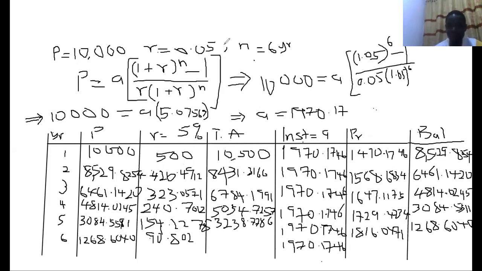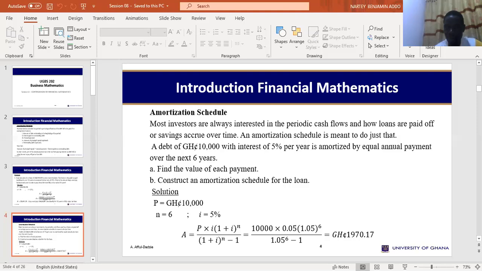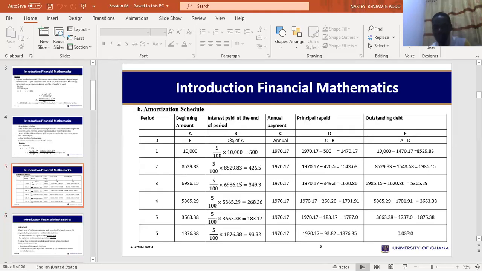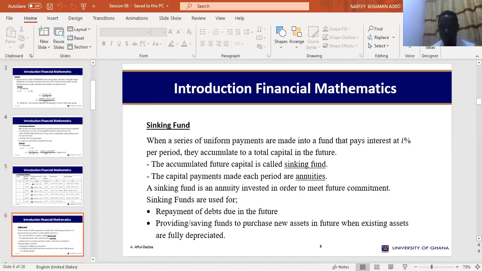All right, so let's go back to the slide. So okay, as we go, 1970.17. And then this is a schedule you can go through. Now let's come to sinking fund. So like I was saying, sinking fund is about investing.